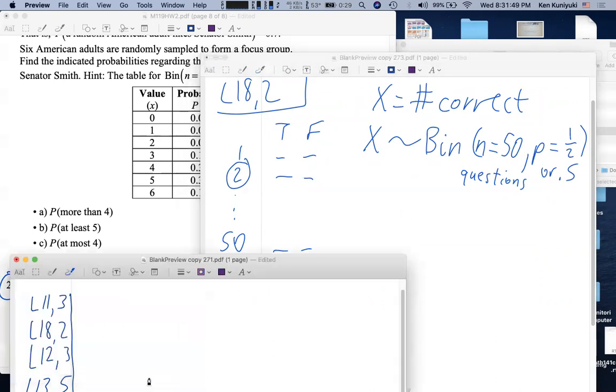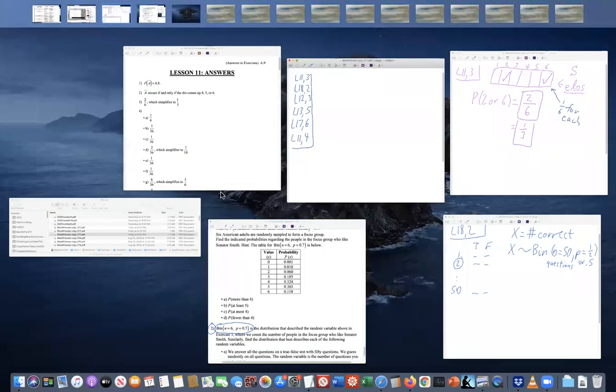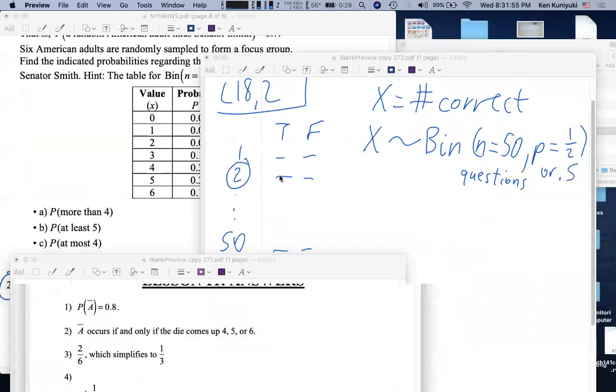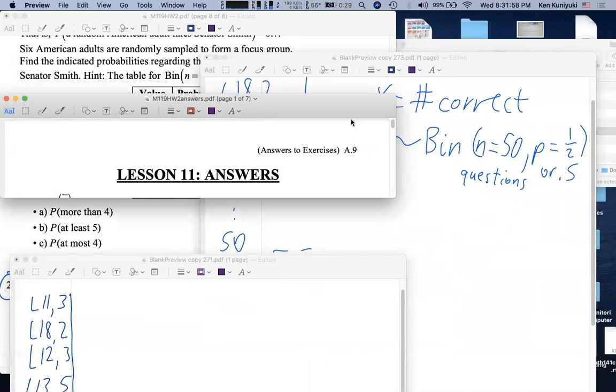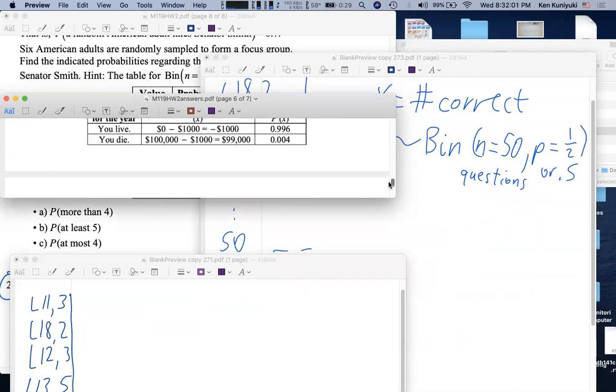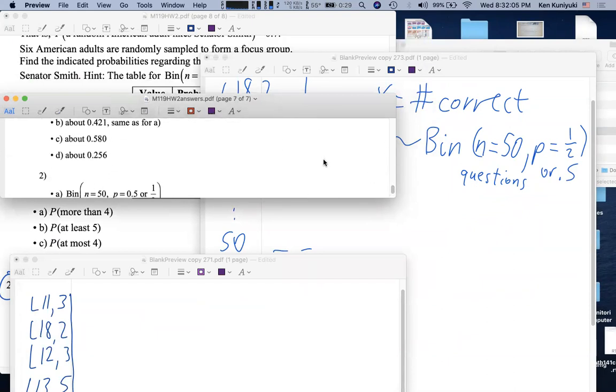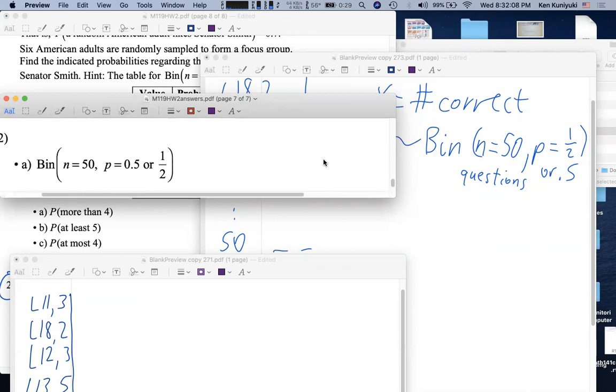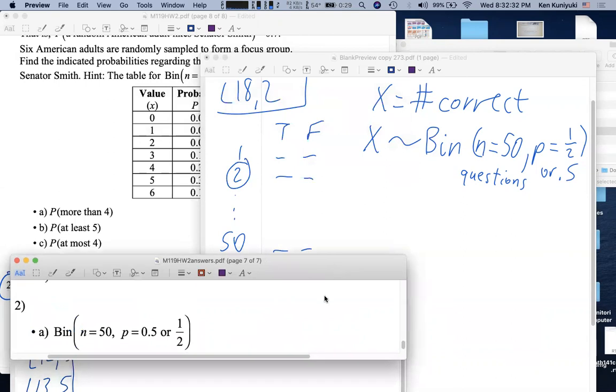That is the answer to A. Binomial distribution, N equals 50 questions. Some people put a unit, some people don't. P equals 0.5 or 1/2. There's no unit to probability. Probability is a pure raw number. There's never a unit for probability. Some people put a unit on N. Okay, that's the answer to 2A. If you get that, that's a great hint for B and C.